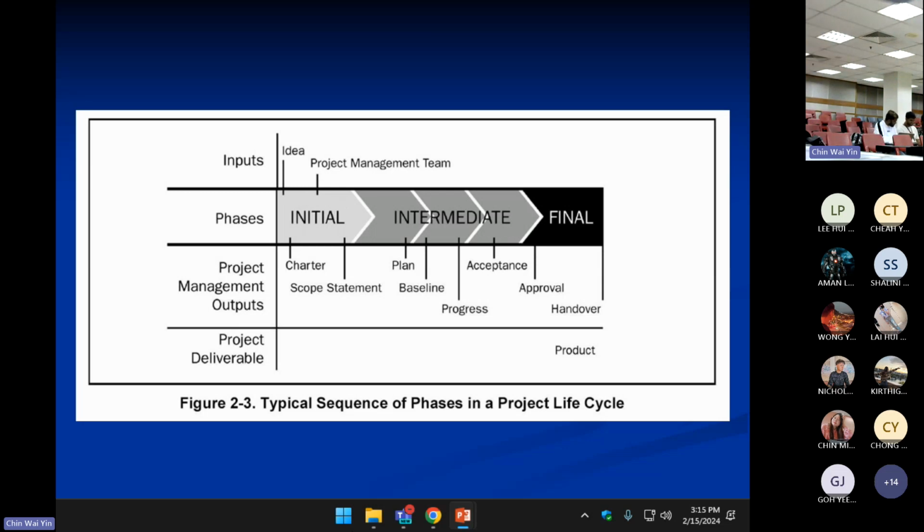Then you have your intermediate phases of a project. Intermediate phases may include planning, baseline, progressing, acceptance. And then your final phases will be approval of the project and handover. It's very important, handover. It means I'm done, I'm giving it back to you. Every project has a start date and an end date. So it's getting approval, then handover. And the handover will be the final product, result or service that has been created. So that is a typical sequence of phases of a project life cycle.